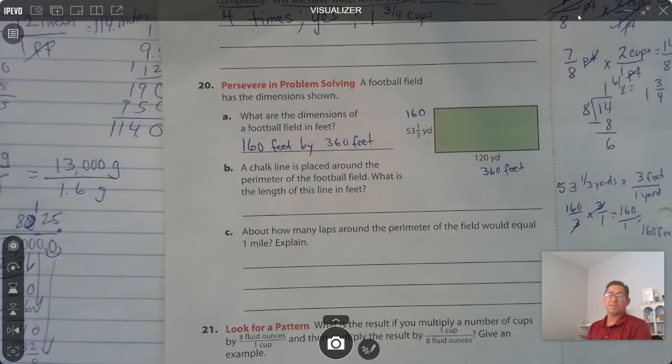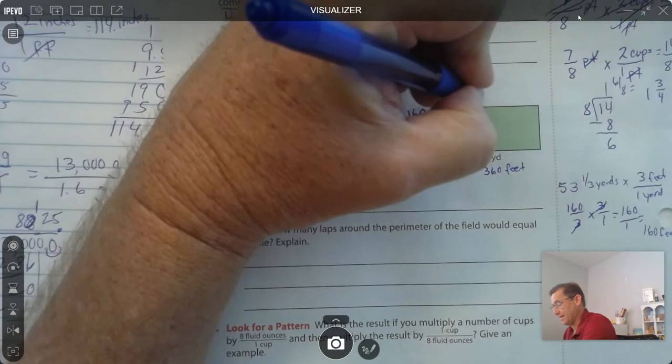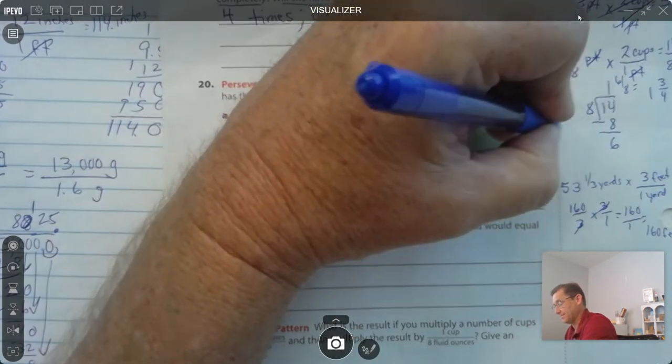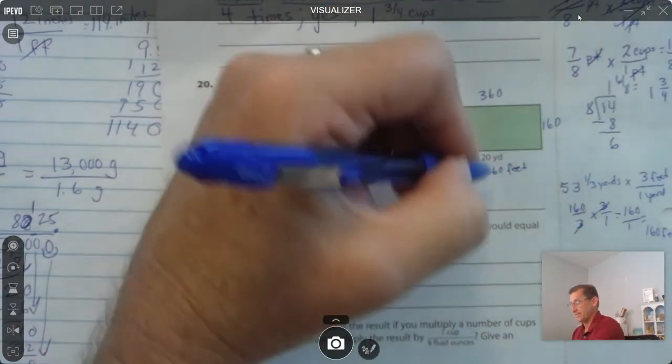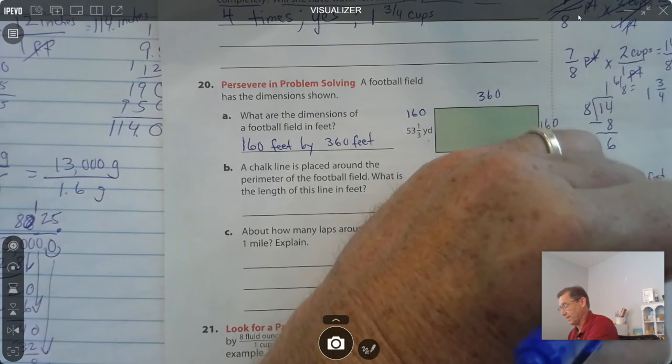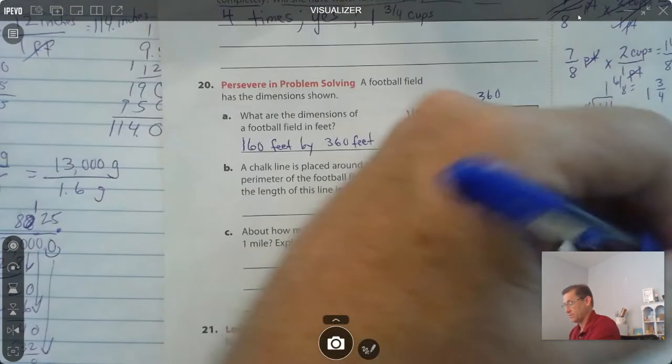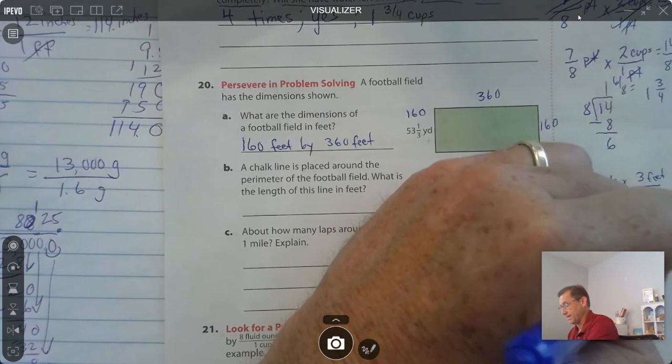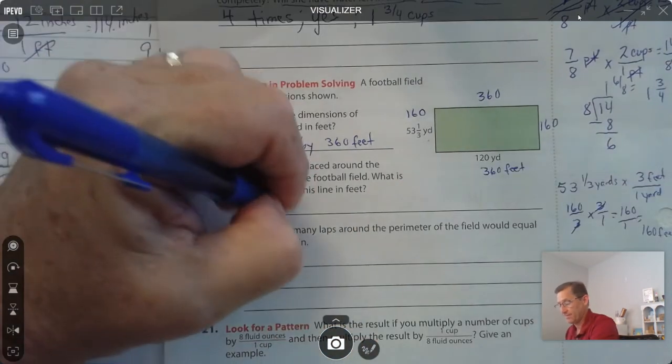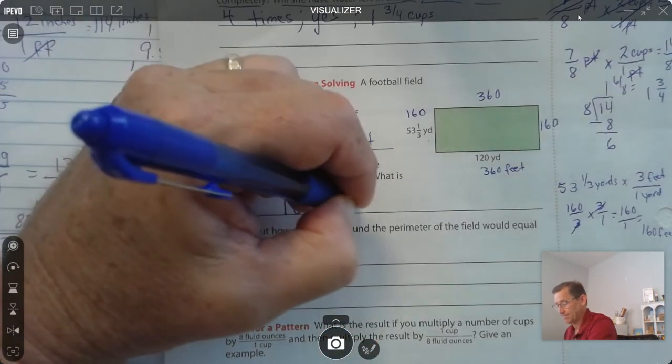So a chalk line is placed around the perimeter of the field. What is the length of this line in feet? Well, we know perimeter is just adding up all the sides. So 360 and 360 is 720. 160 plus 160 is 320. So 1,040 feet.